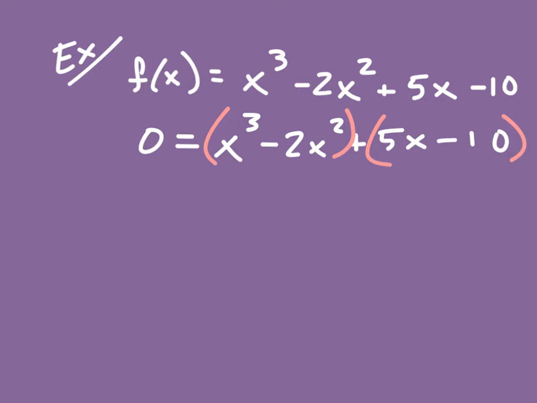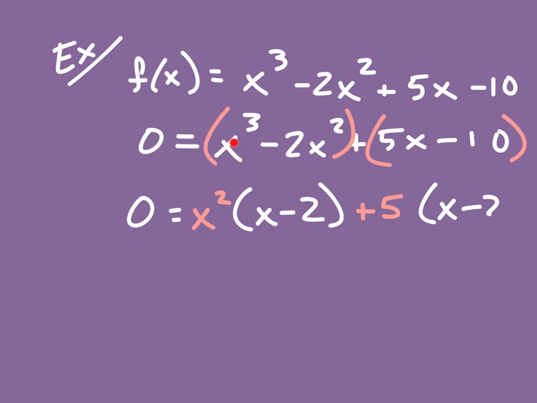And this is factored by grouping, all right? I'm just checking to see if this will work. So if we do 0 is equal to, what can we factor out of this first group? That answer is x squared. If we factor out an x squared, then we are left with x minus 2. On the next one, we can factor out a positive 5. If I factor out a positive 5, then we are left with x minus 2.